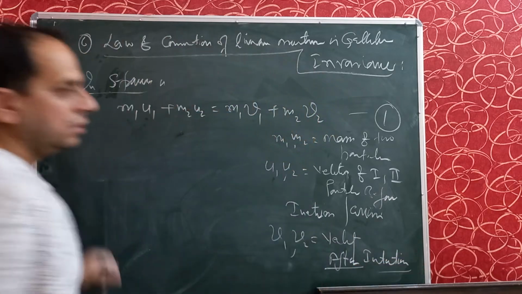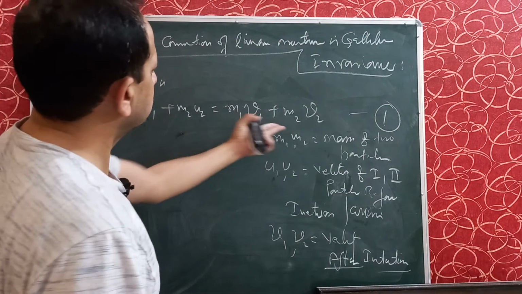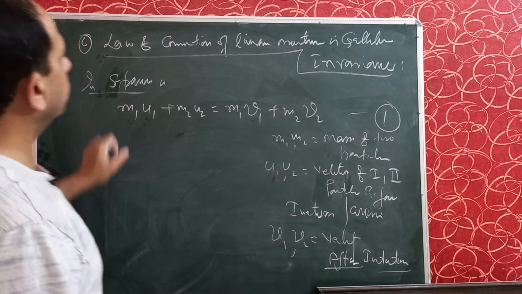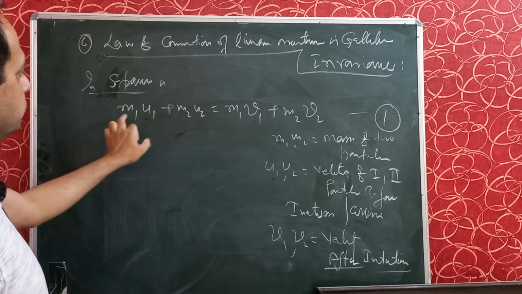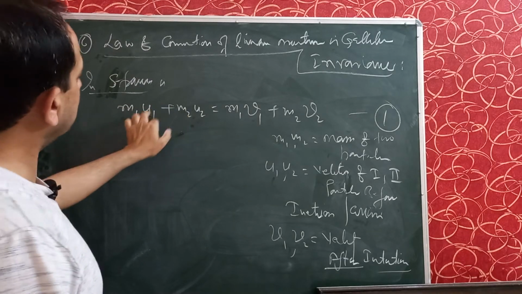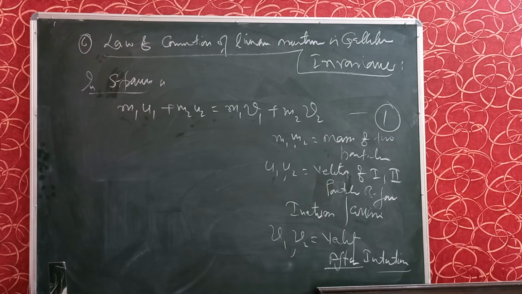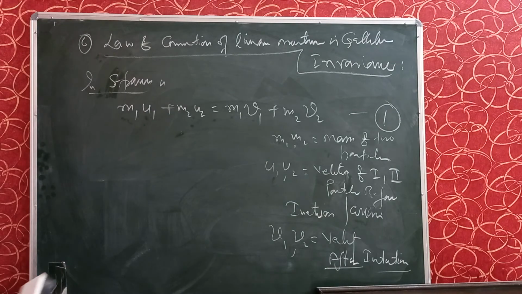Or after collision. So you know that this formula we have already studied in the lower classes. This formula is the law of conservation of linear momentum. That is, total momentum before interaction or before collision is always equal to total momentum after interaction or after collision. So this is our law of conservation of linear momentum in S frame.